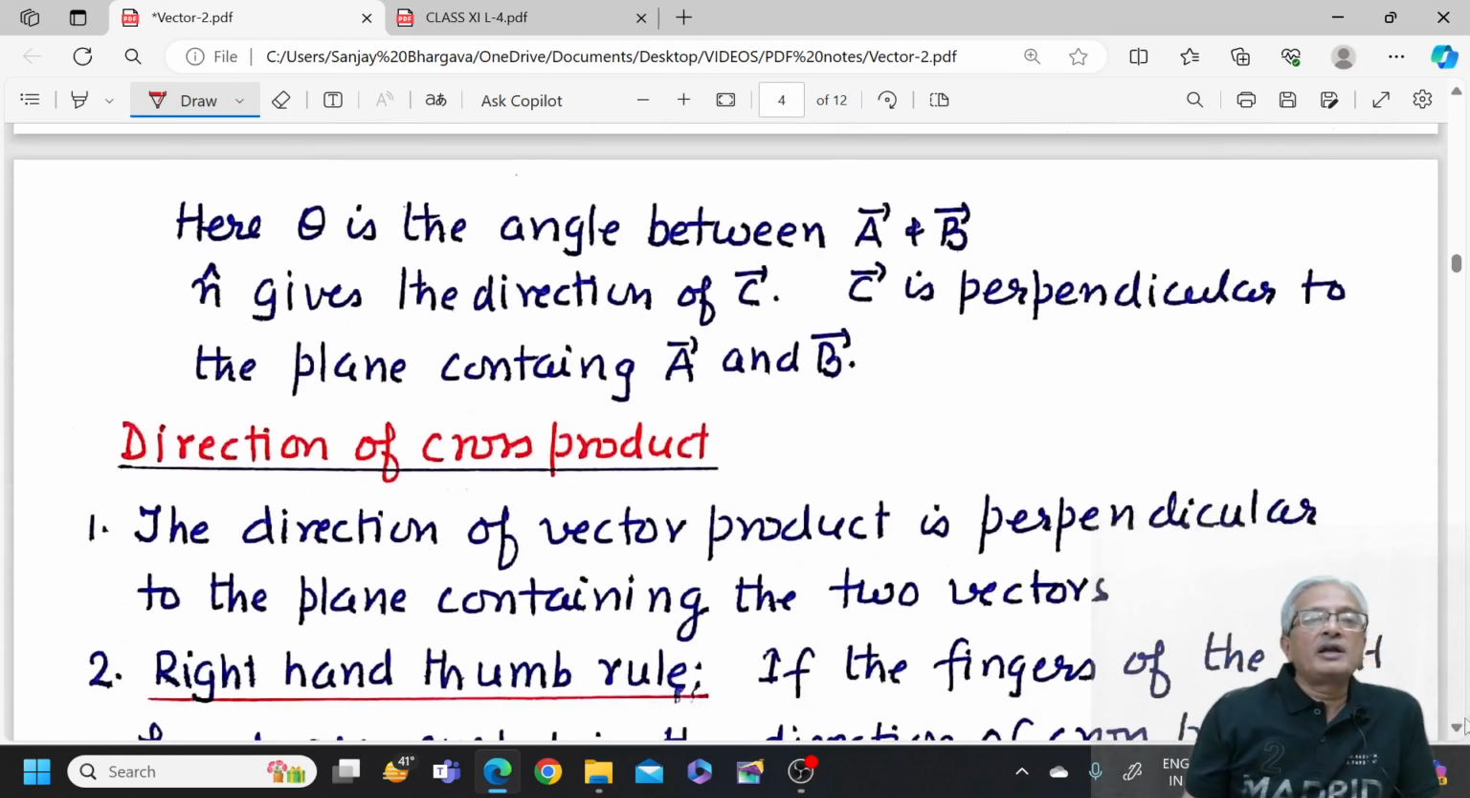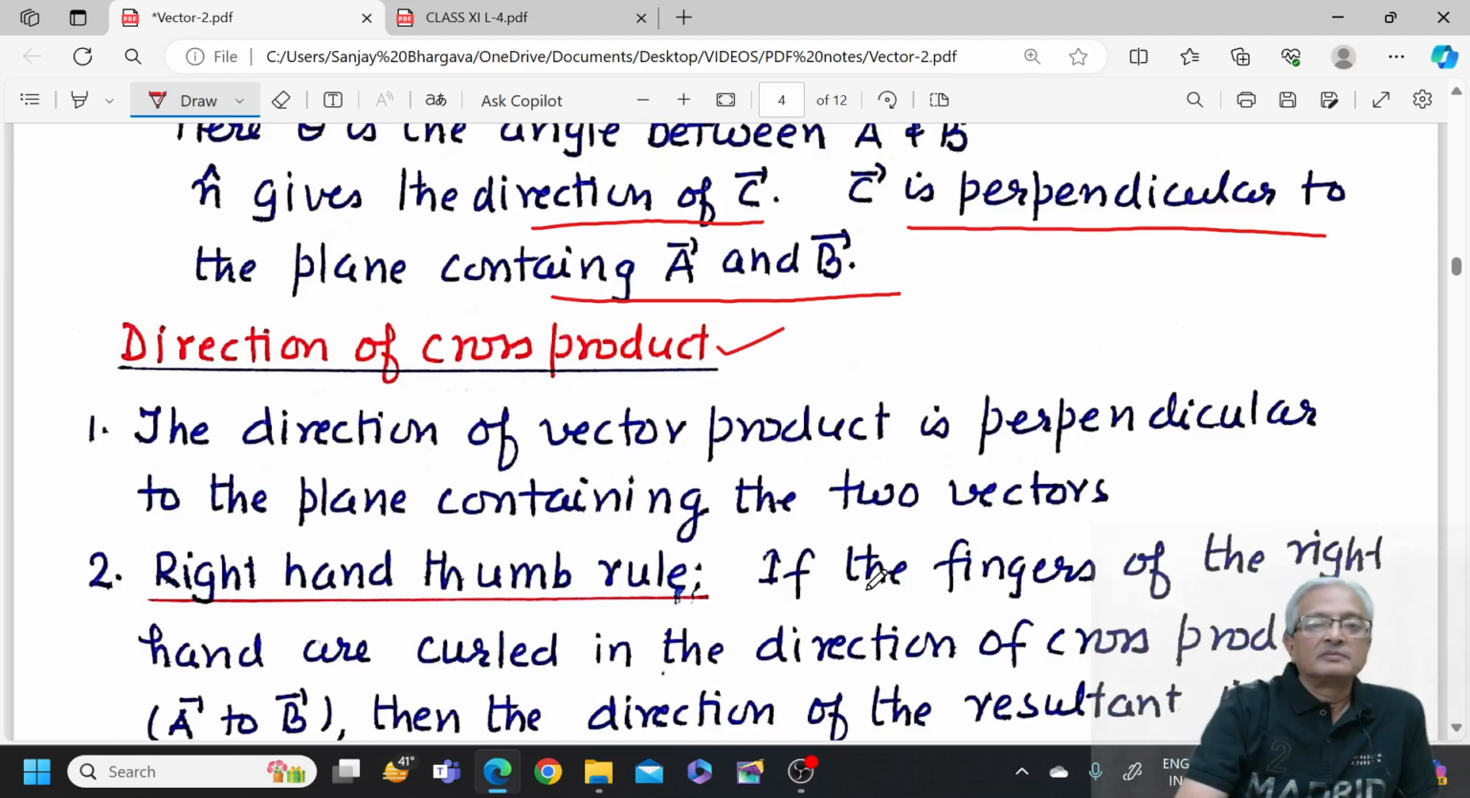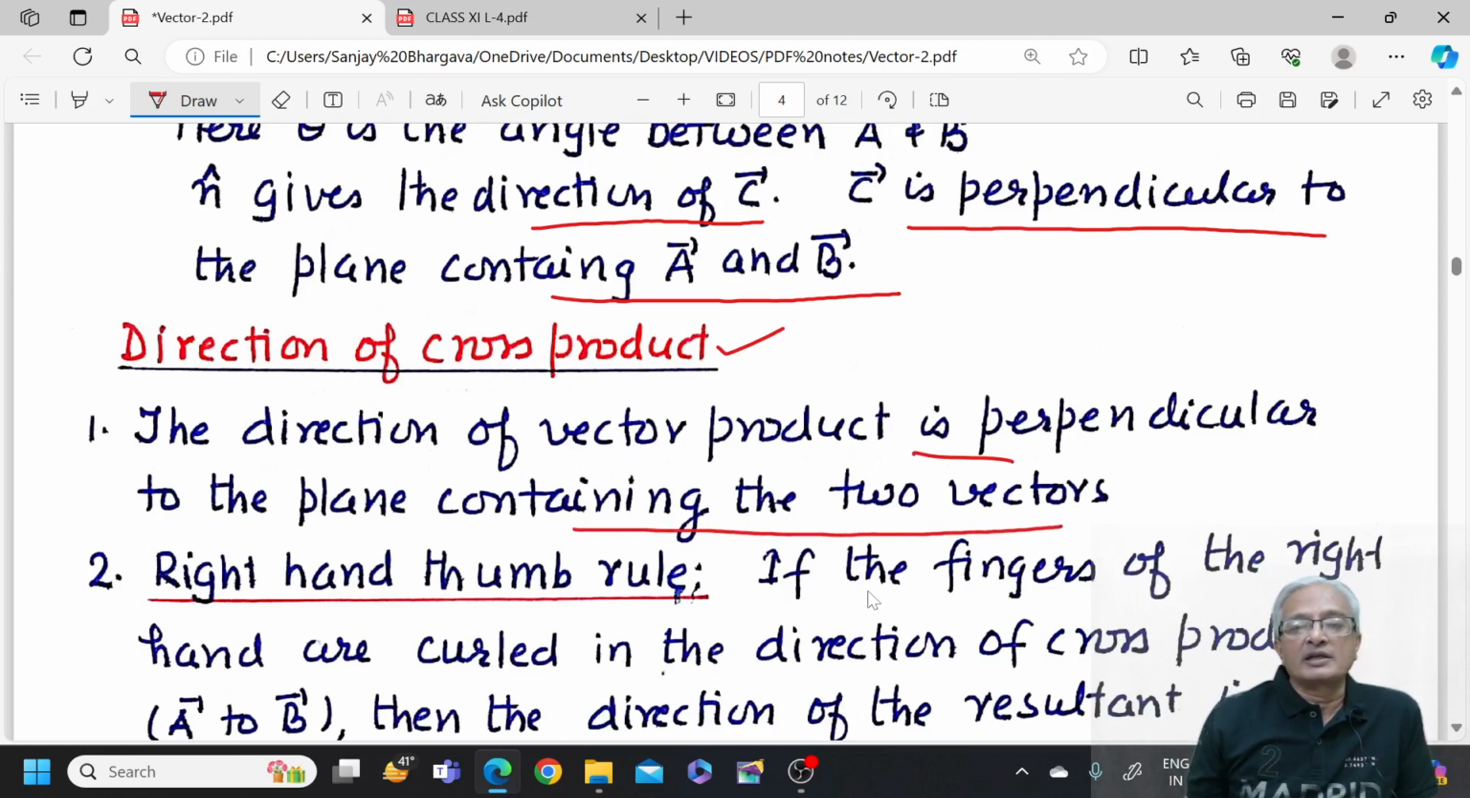What does n cap provide? n cap provides me the direction of the C vector. C vector is perpendicular to the plane containing A vector and B vector. Now, what would be the direction of the resultant obtained in the cross product? So we write three statements to determine the direction of the resultant obtained in the cross product. What does the first say? The direction of a vector product is perpendicular to the plane containing the two vectors.